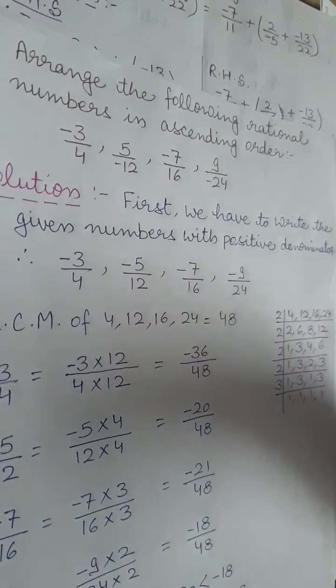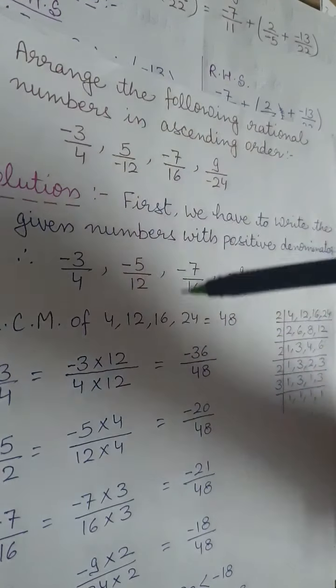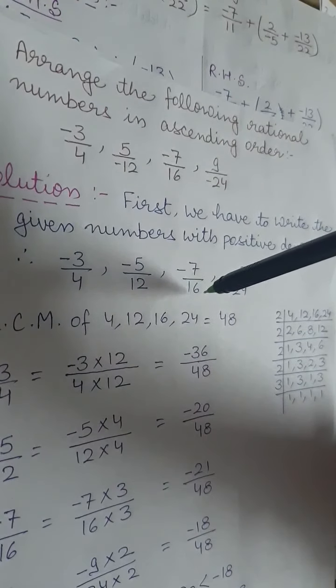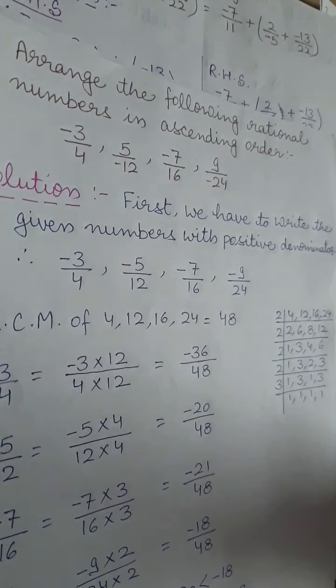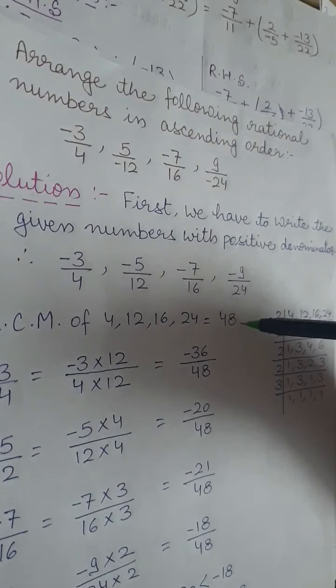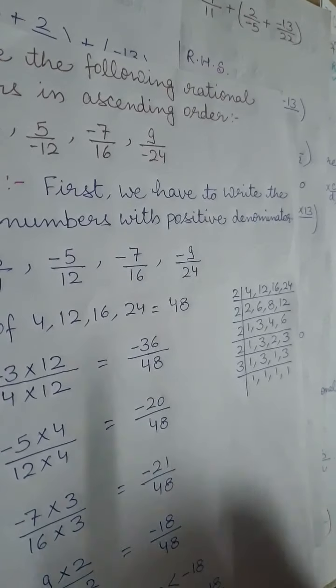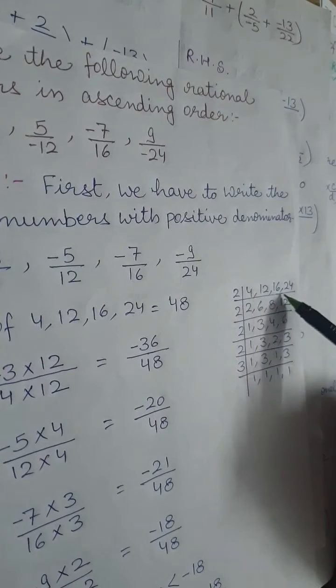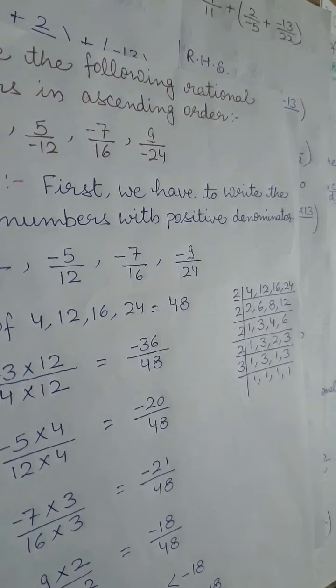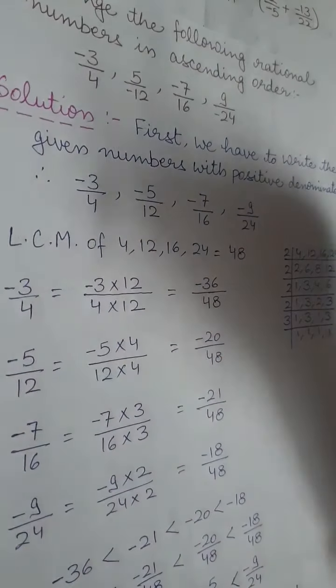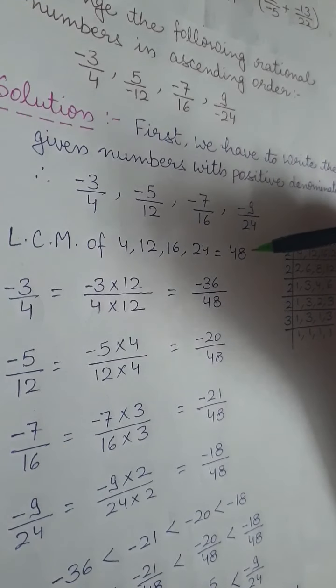The second step we have to follow. What is the second step? We have to take LCM of 4, 12, 16 and 24. What we get? The LCM will be 48. Here see 4, 12, 16 and 24. You all are familiar with the process of taking LCM. Just have a look here also. If you have any doubt in LCM, just have a look. Fine. Now we have got the LCM, that is 48.